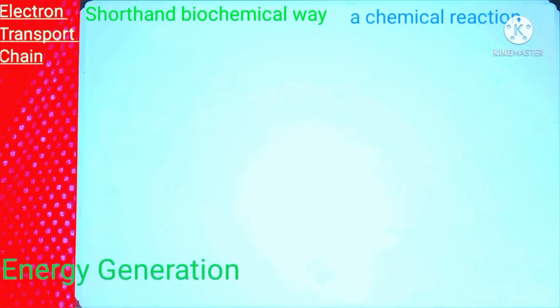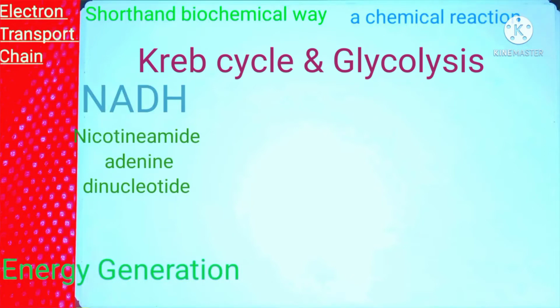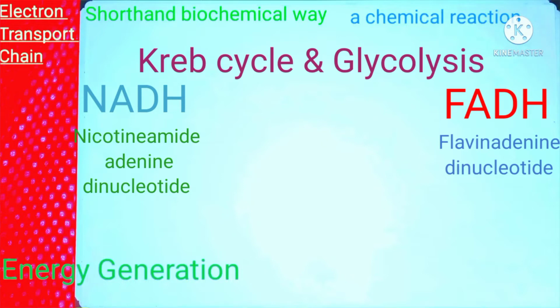energy production. Before watching the videos of electron transport chain, you must also watch the videos of Krebs cycle and glycolysis, and make your concepts clear about NADH, that is nicotinamide adenine dinucleotide, and FADH, that is flavin adenine dinucleotide, that are produced during Krebs cycle and glycolysis. You must note that NADH is produced in both biochemical processes, Krebs cycle and glycolysis, whereas FADH is obtained only during Krebs cycle, not in glycolysis. You can find the link of these videos in the description of this video.